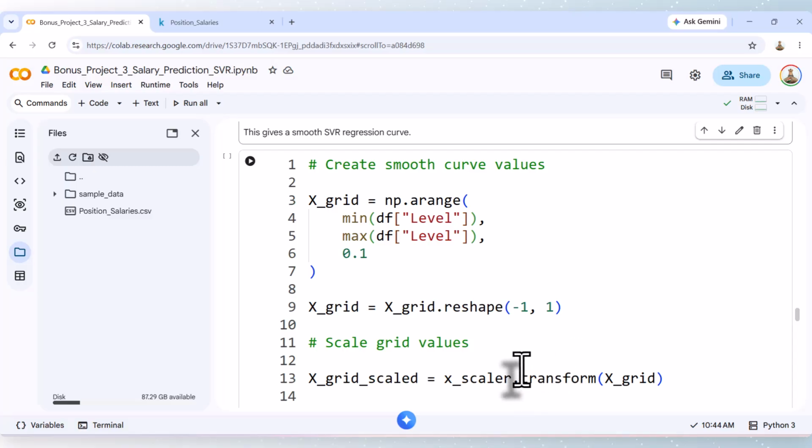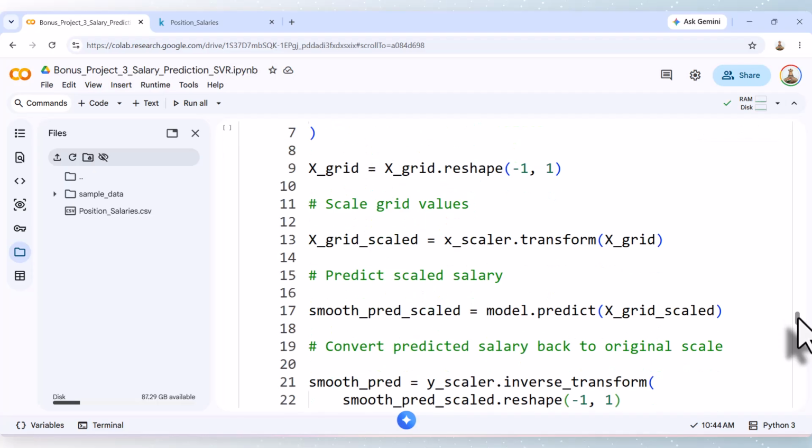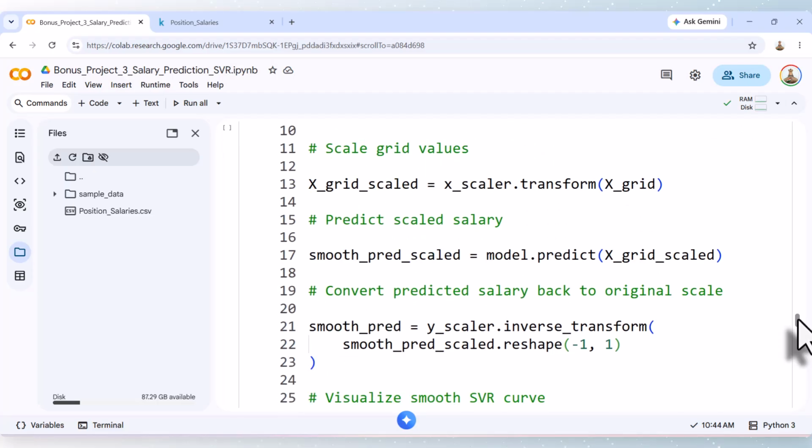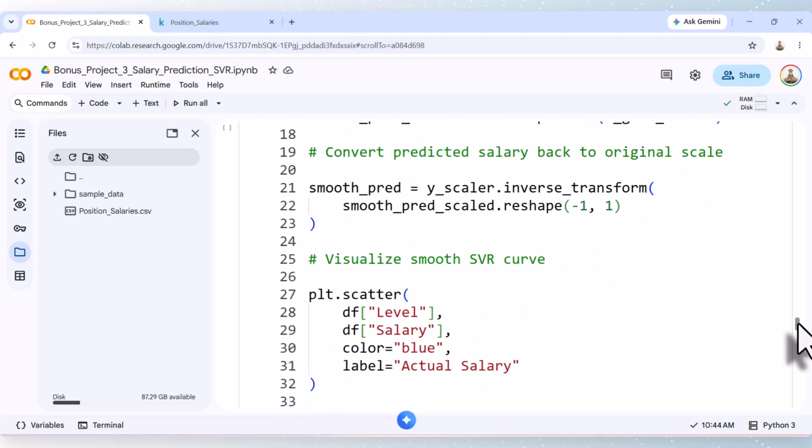So we generate many values between the minimum and the maximum level. For example, instead of taking only 1, 2, 3, we generate values like 1.1, 1.2, 1.3, and so on. Then we scale these values using the same input scaler. Next, we predict the salaries for the smoothed values. And finally, we convert the scaled predictions back to the original values. Okay, so this gives a smooth SVR regression curve.